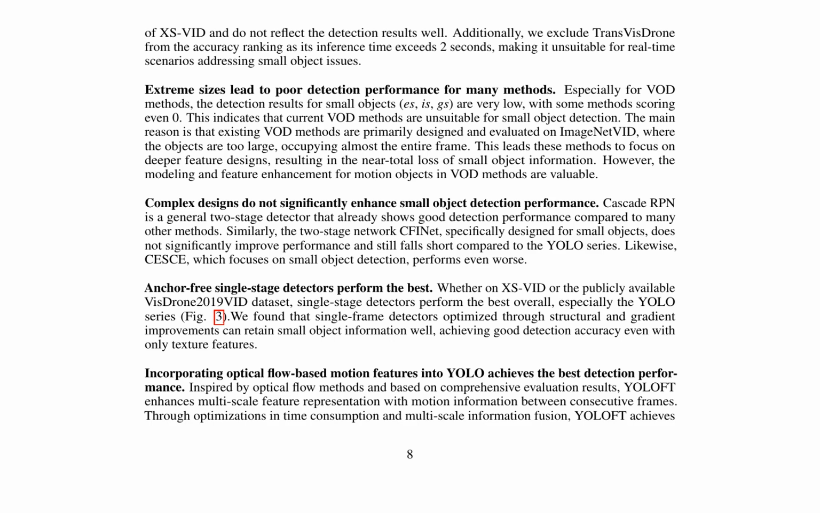The authors exclude VIS drone from the accuracy ranking due to its inference time exceeding 2 seconds, making it unsuitable for real-time scenarios addressing small object issues. They also note that extreme sizes lead to poor detection performance for many methods, especially for VOD methods, which score low or even zero for small object detection.